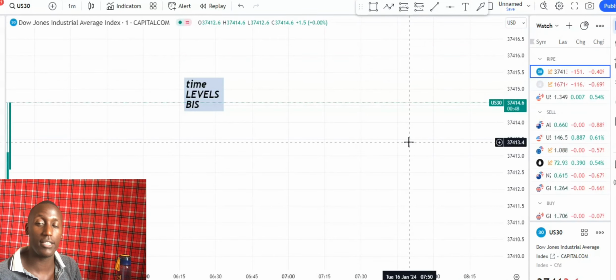Now keep in mind, this is a game of probabilities and it does not work always. It is just a game of numbers.